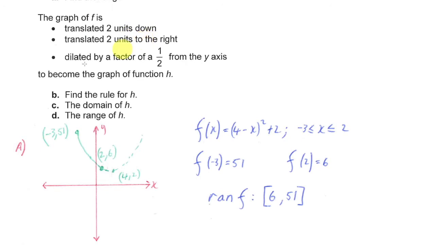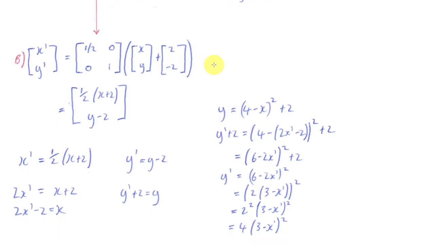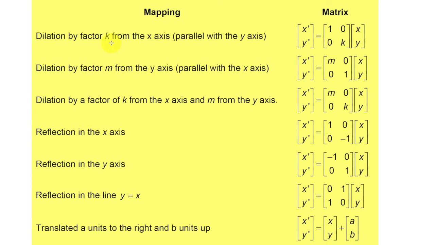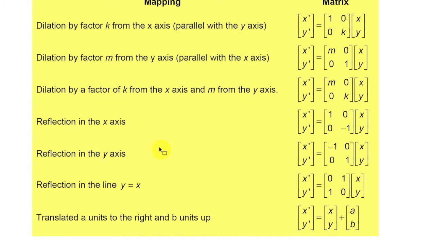The next stage of transformations is this dilation factor of 1/2 from the y-axis. So that is that every x value is multiplied by 1/2. Let's look at my setup here. The result of this will be the original x and y that will feed into the second stage of the transformations. So from the y-axis, these are the matrices that we could be considering, or the matrix setups that we could be considering.